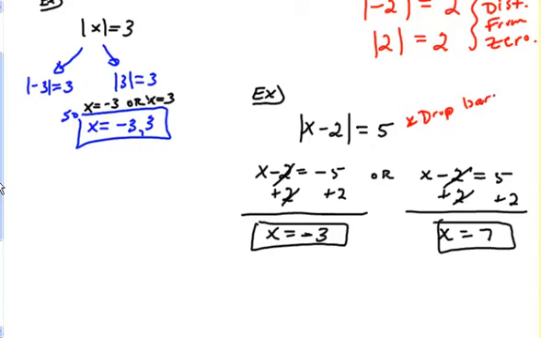Drop bars. And then look at positive or negative. And really looking at both, when I say or, what I'm saying is when you connect the two statements, you're using the word or in between. And then you solve it like always.